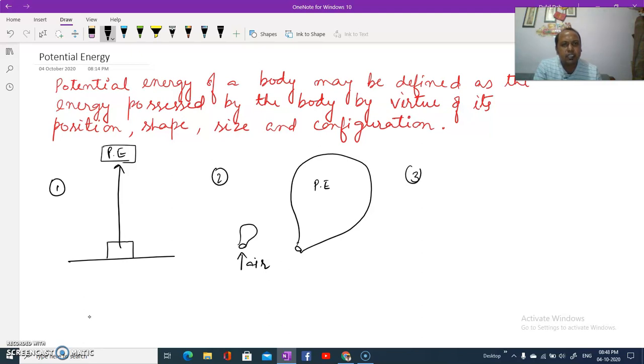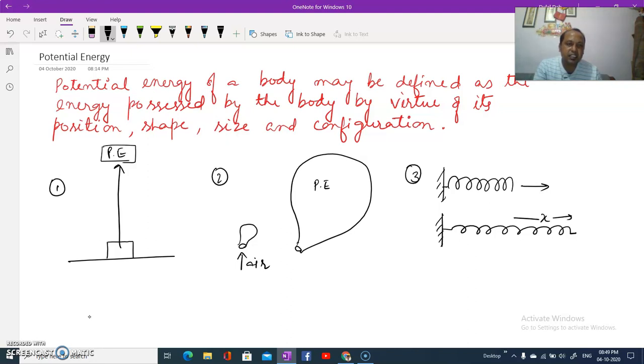Let us take another example, the third one. Suppose we take a spring. Let this be the spring. We fix it at one end and we stretch it from the other end. What will happen? The shape of the spring changes. There is a certain extension in the length. Let it be given by x. So, we have done some work because of which the shape has changed. The spring has got elongated. So, whatever work is done is stored in the spring as its potential energy. I hope this is very clear to you.